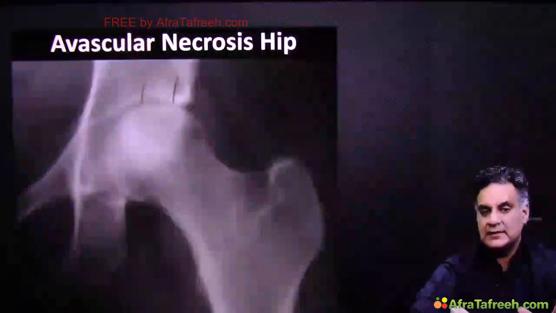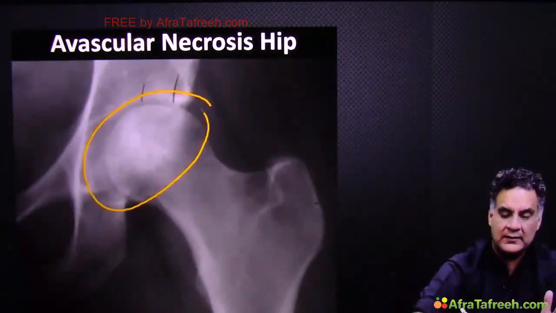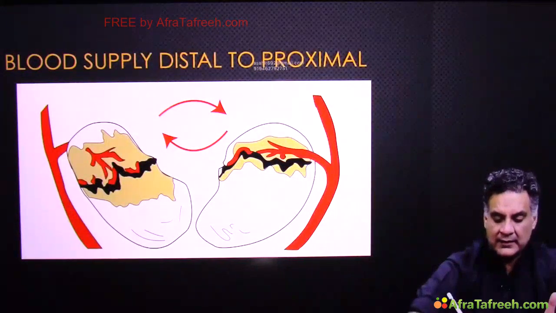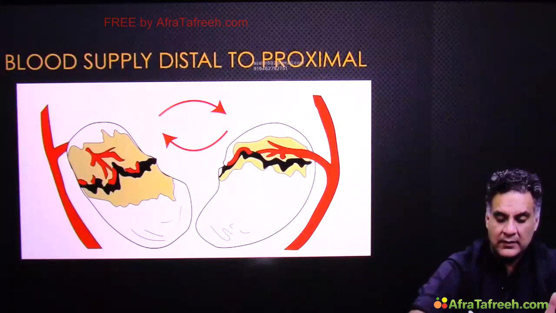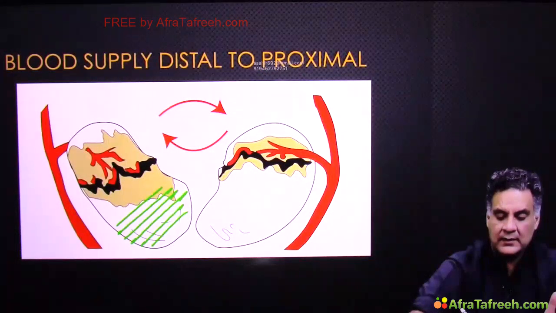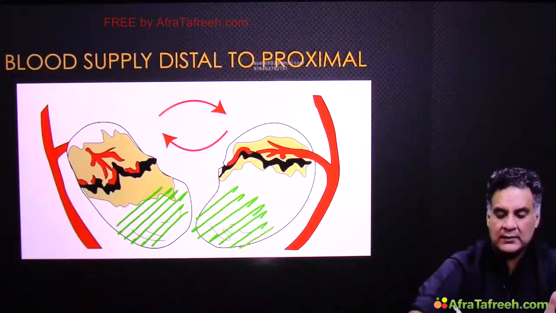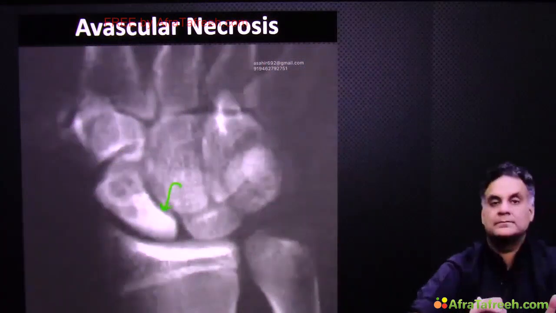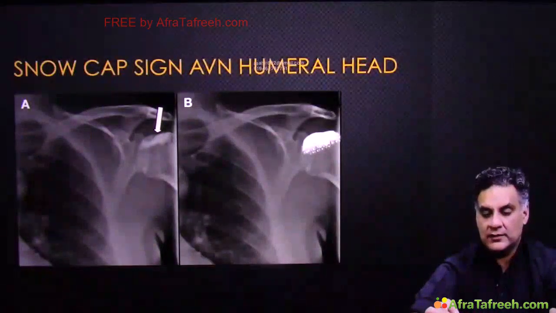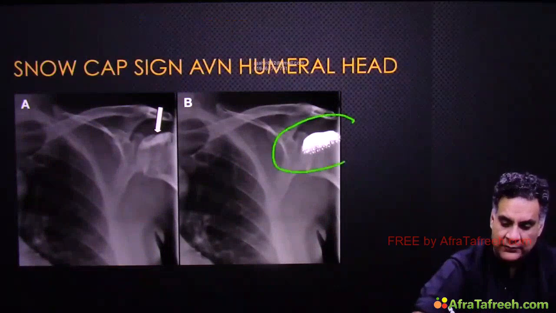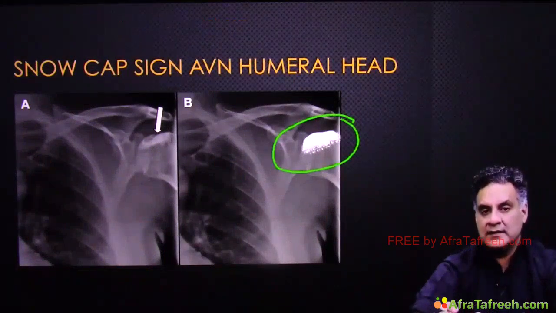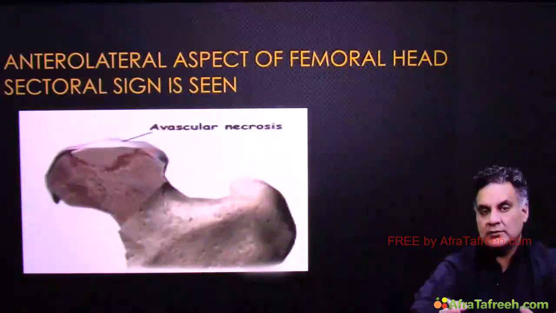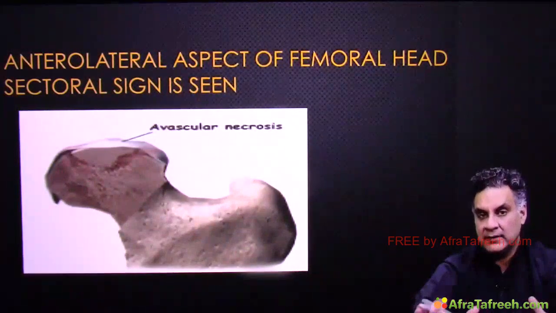Dead bone appears white. Similarly, in scaphoid, the blood supply comes from distal to proximal, so the proximal area undergoes avascular necrosis. That's how it looks, white. In the head of humerus, there appears a cap of snow, called the snow cap sign, seen in avascular necrosis of the head of humerus. The most common AVN involves the head of femur.